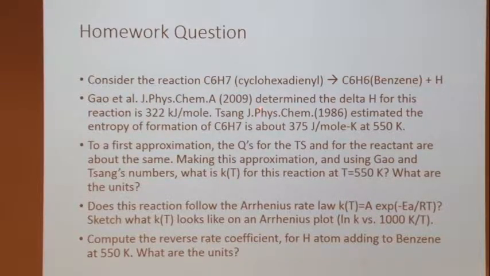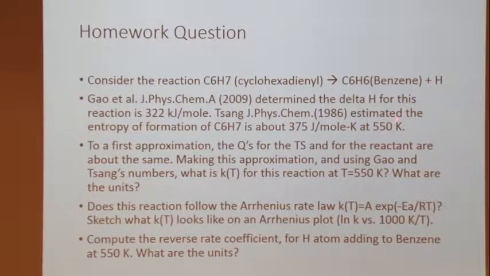These guys determined the delta H for this reaction very accurately, 322 kilojoules per mole. Tsang gave an estimate of the entropy of formation of C6H7, this number here. And let's say, to a first approximation, let's assume that the Qs for the transition state and for the reactant are about the same, because the transition state looks like the reactant with just the CH bond stretched a little bit. So it shouldn't be that much different. So if you make that approximation, if you use their numbers, can you compute what k(T) is?